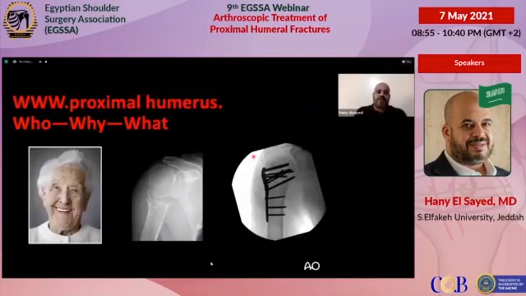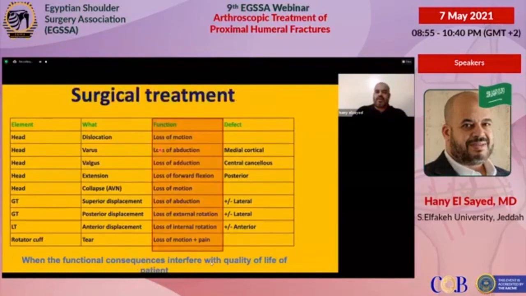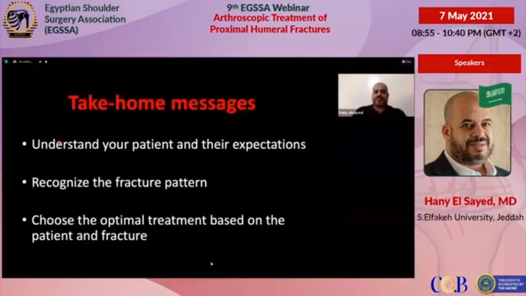So in the management, we need to know who the patient is, why we will fix him, and what his expectation is. And these are 2 tables which enumerate each fracture and each functional outcome. If it goes with the patient expectation, we can go with non-operative management, and if not, you can go with operative. If the patient expectation mismatches the functional outcome, we will have to fix this patient.